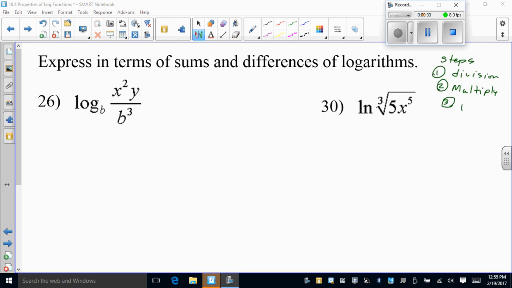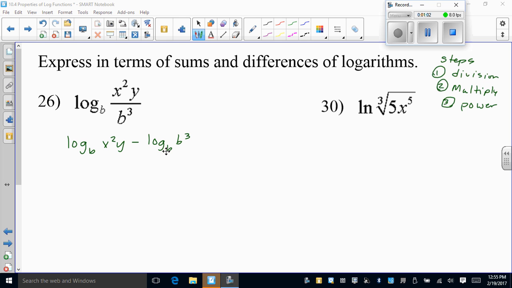Now, there might be a few little changes to these steps, like when we get to this one. We're going to play with this one a little bit and then go on. So this one here, if I go through the steps, I need to use my quotient rule first, which would give me log base b of x squared y minus log base b of b cubed.